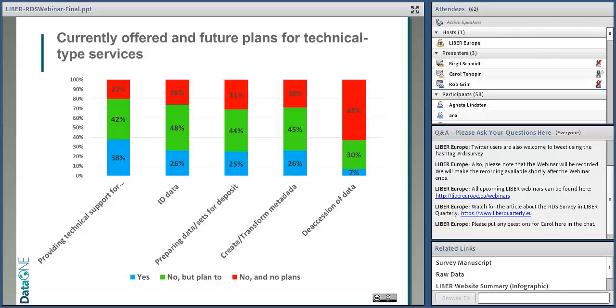Identifying data sets for deposit into data repositories is the next group. Preparing data, actually doing the preparation for deposit themselves rather than just identifying data, is the next. Creating and transforming metadata is next, and then the last, the deaccessioning of data. And again, with the exception of the last, a slightly smaller majority, but a majority of respondents to our survey say they have plans to offer technical services, although fewer are offering them currently.